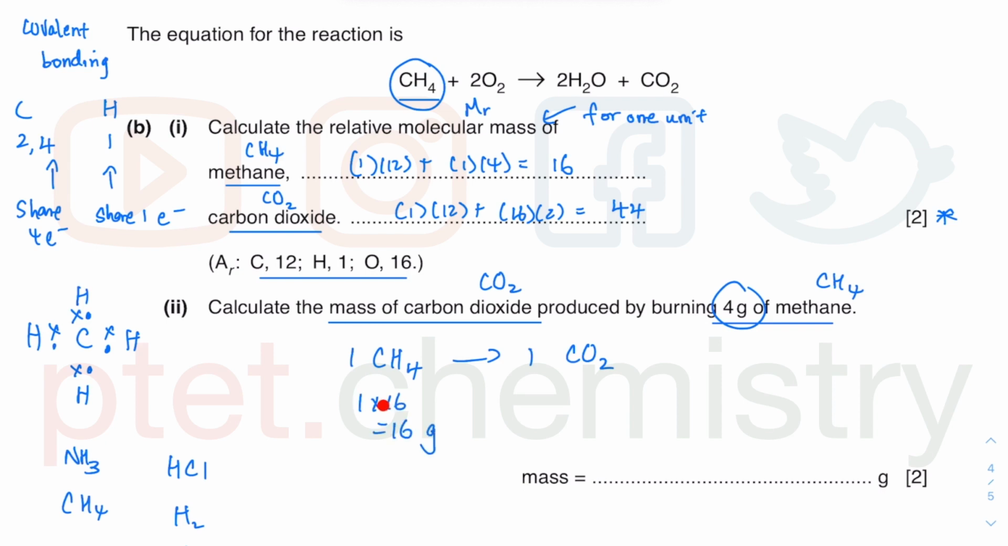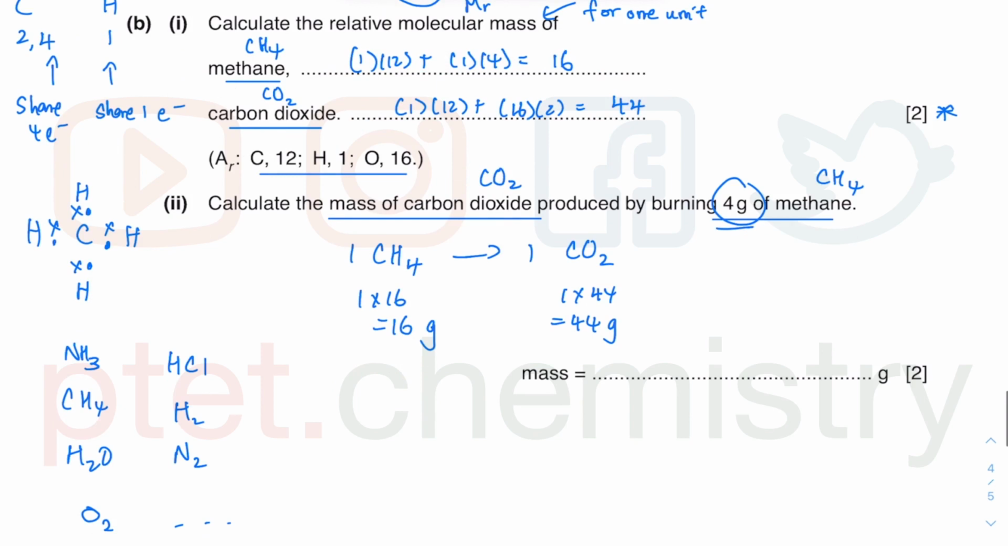Why do I show times 1? Because reacting mass is important. You have to consider the number in front, okay? There is 1 CO2, so there is 1 times 44, which is 44 gram. Do not just use the Mr, consider the number in front based on the equation as well.